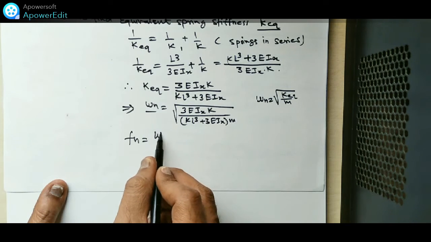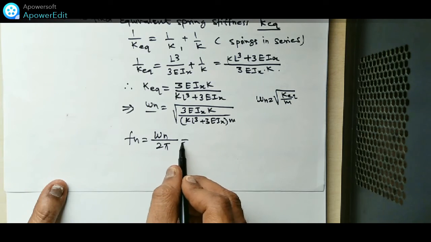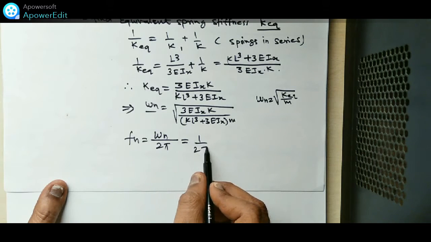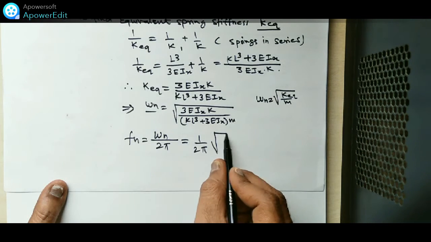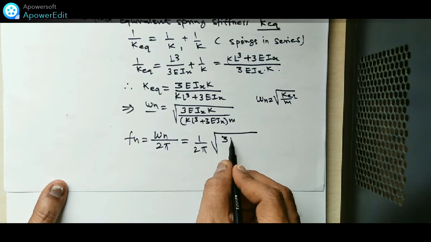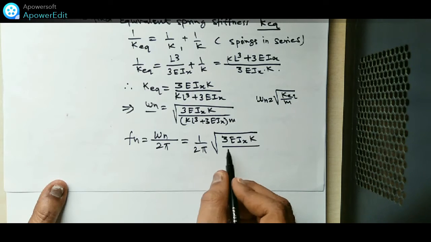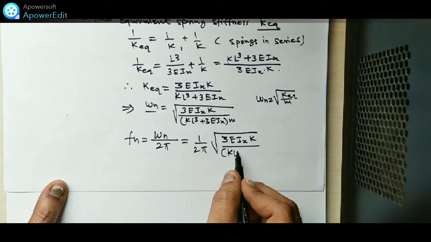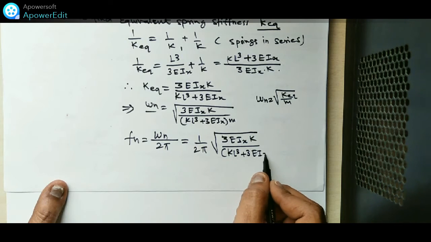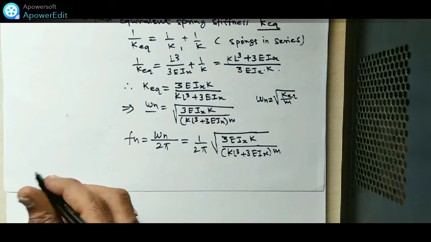Fn we can find by using this formula, omega n by 2 pi. So I'll write this equation again, putting the value of omega n here: 3EIX K in the numerator, denominator KL cube plus 3EIX into m. So friend, this is the answer.